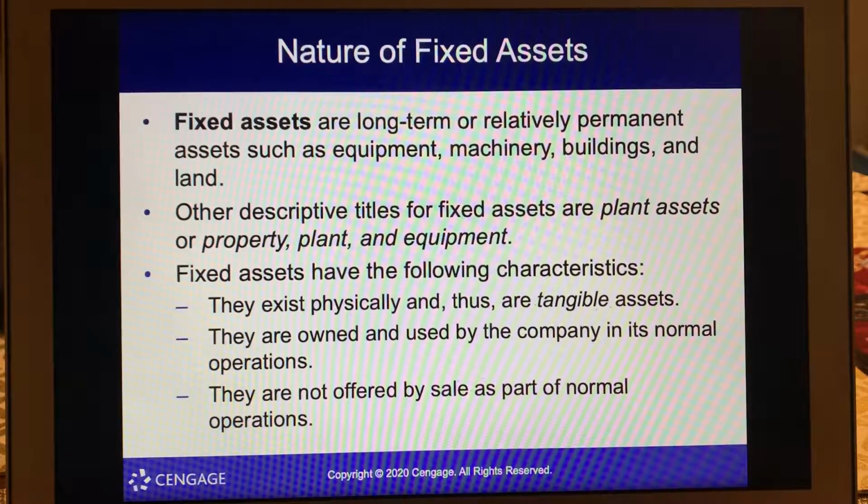Fixed assets have the following characteristics. They exist physically and thus are tangible assets. They are owned and used by the company in its normal operations. They are not offered for sale as part of normal operations.